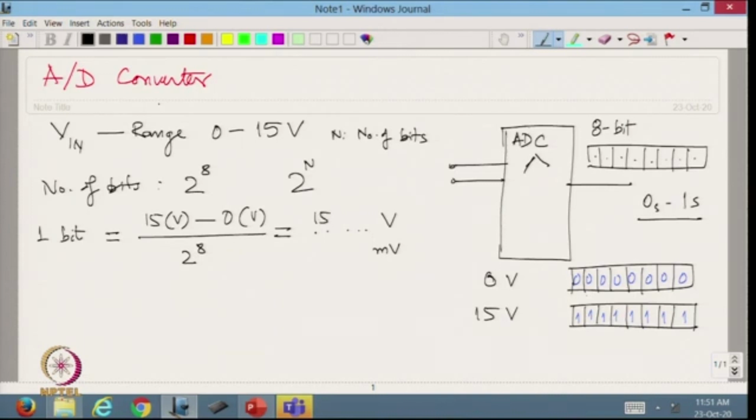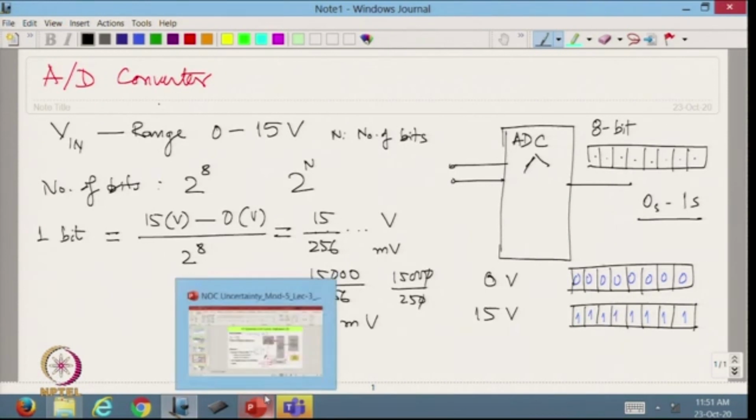So, we can calculate that this upon 2 to the power 8, this is 256, and we can say that this is roughly about, in terms of millivolts, 15,000 divided by 256, and I will just make it 250, and we can see that 15000 by 250 is 60 millivolts. So, for rounding off, I have taken just 60 millivolts.